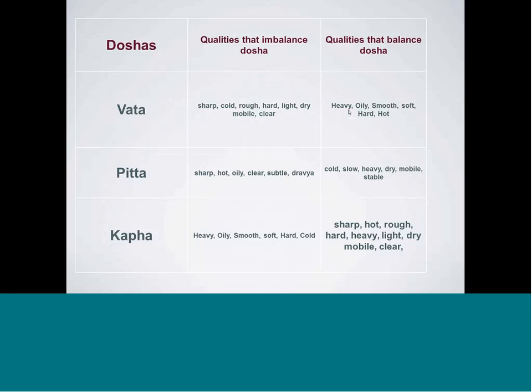When we look at things like the use of herbs and spices, we're looking at their qualities. We're looking at this group of 10 pairs of 20 opposing qualities, and what will help to balance that particular dosha. So Pitta will be imbalanced by things that are sharp, hot, oily, clear, subtle, and liquid, and will be balanced by things that are cold, slow, heavy, dry, mobile, and stable.